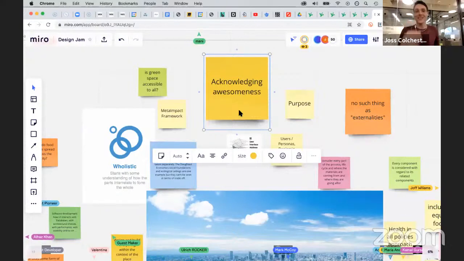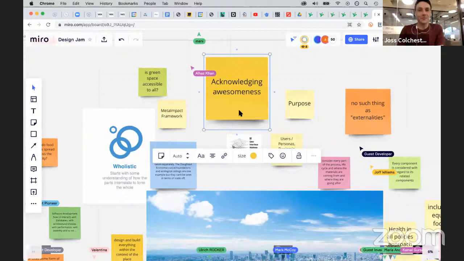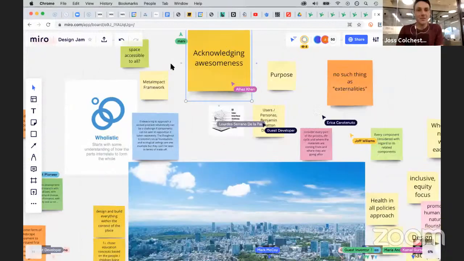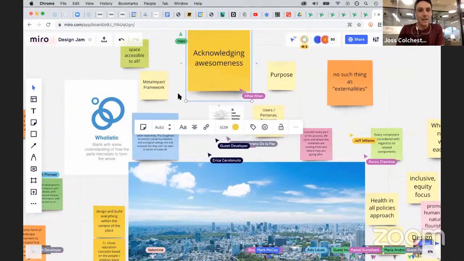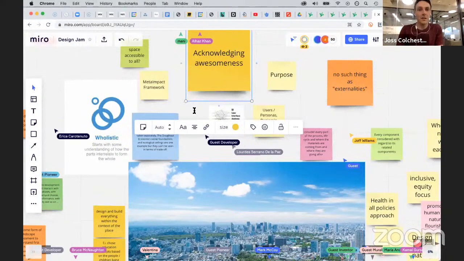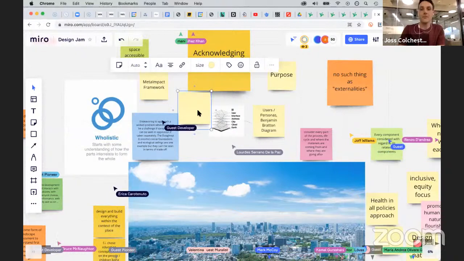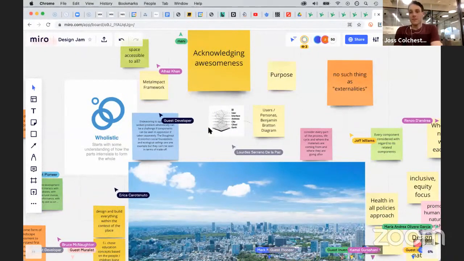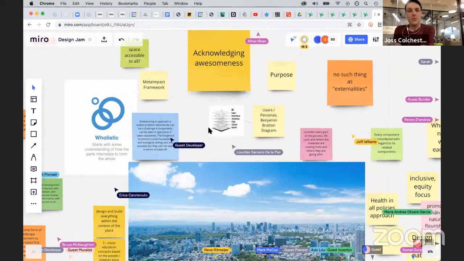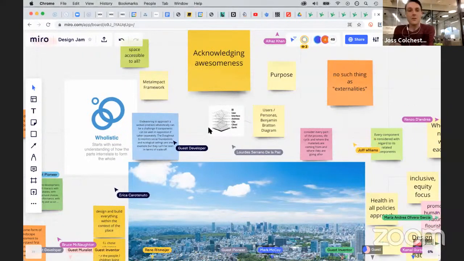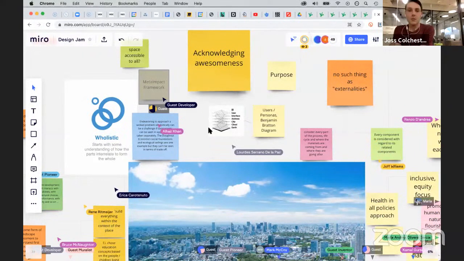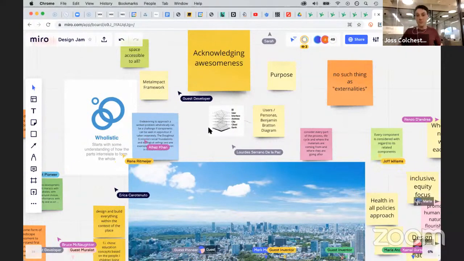I like it. Is green space accessible to all? Meta impact framework. What do you think this is about? Meta impact framework. Who is that? If you want to say a few words on this, you can unmute yourself and tell us what you're thinking. It was me.